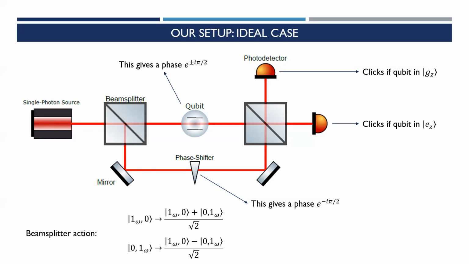And the idea in the ideal measurement is that if the qubit was in G of Z, the two paths recombine to go in this way to this photodetector. While if the qubit was in E of Z, the two paths recombine here, so they go in this photodetector. So then you have the measurement in this photodetector, and you know which was the state of the qubit.